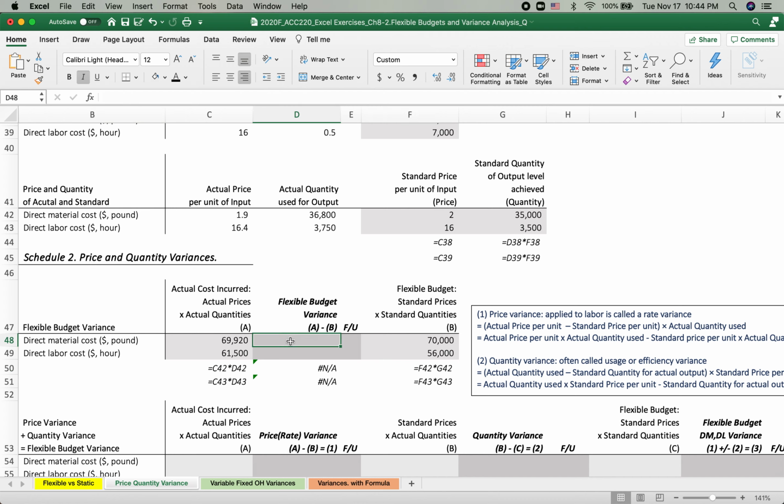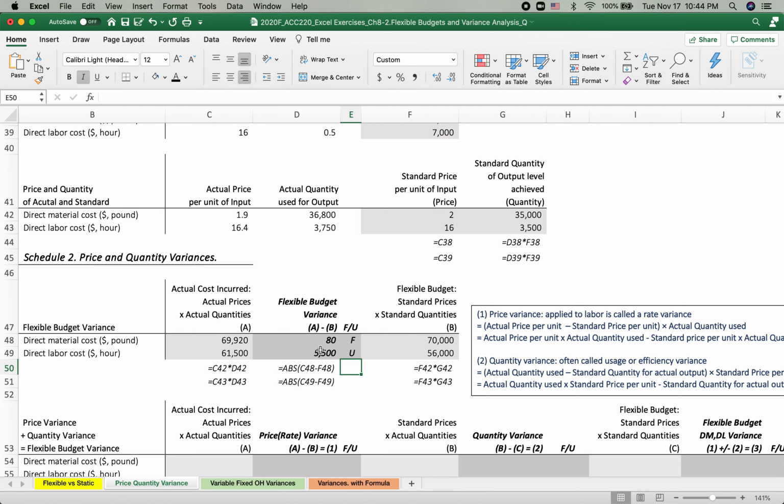Okay, then let's calculate the flexible budget variance. Always we use AB as the absolute value between 2,80 and 5,500. So is that favorable or unfavorable? Yes, it's favorable because the cost of this total direct material is lower than the flexible budget. But the direct labor cost is unfavorable because the company spent more money on the direct labor cost.